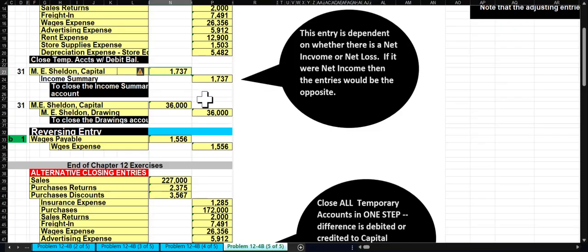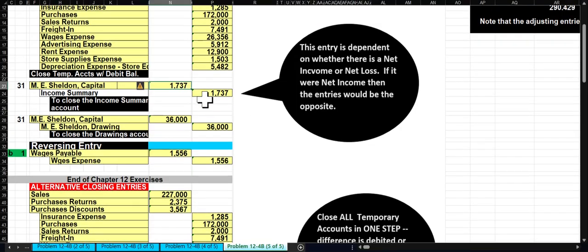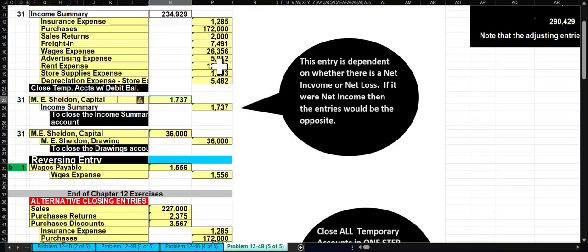If it were a net income, then it means that the credit side would have been larger than the debit side, and so I would have had to debit the income summary and credit the capital account. So this entry, step number 3, is dependent on whether we have a profit or a loss. So it's a loss, so I debit capital, credit income summary.